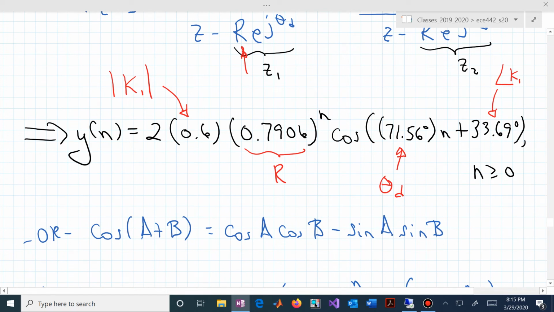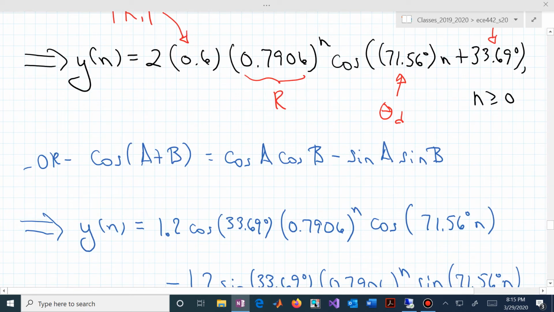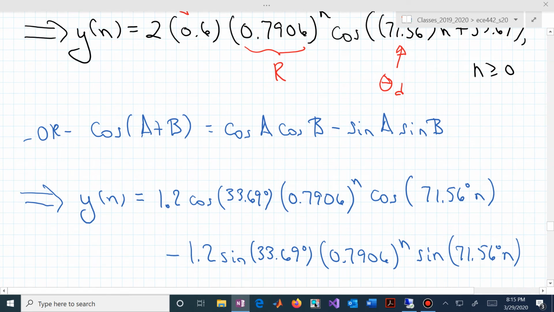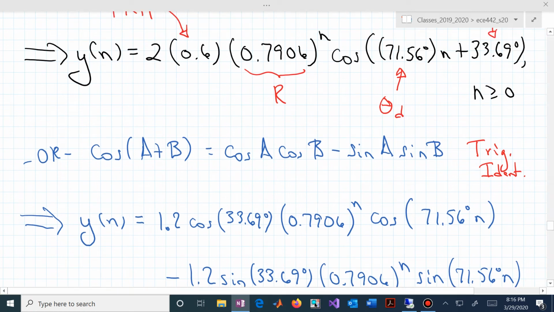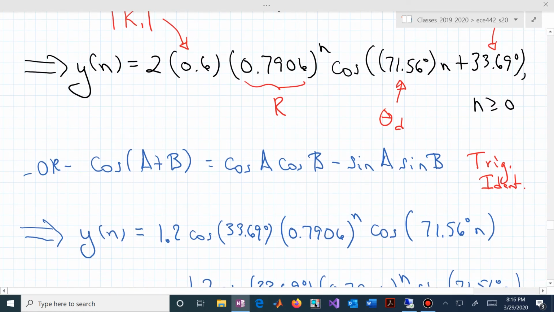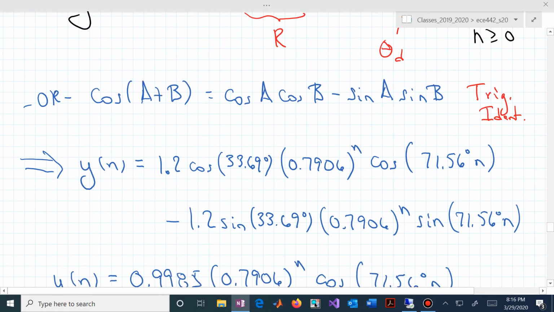Now, that's a way to write y of n in terms of just a cosine. It's a phase shifted cosine. You could also express that as an exponentially damped cosine plus an exponentially damped sine using the trig identity cosine of A plus B equals cosine A cosine B minus sine A sine B, where in this case A is theta sub d n and B is the angle of k1.